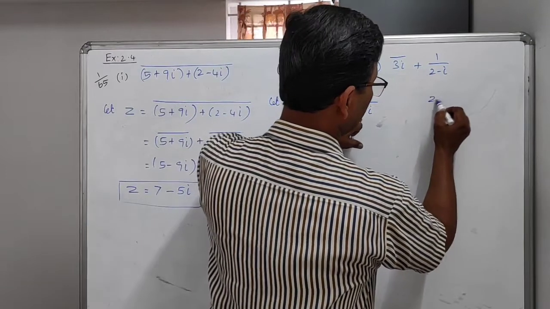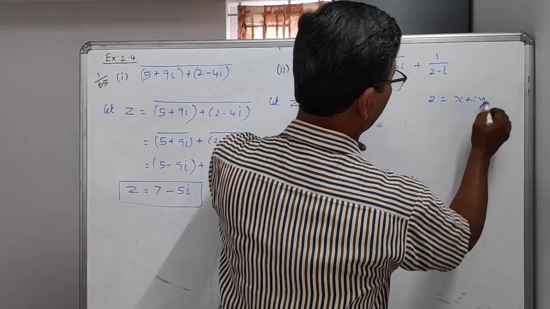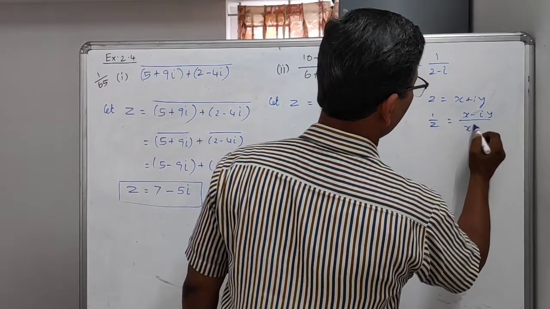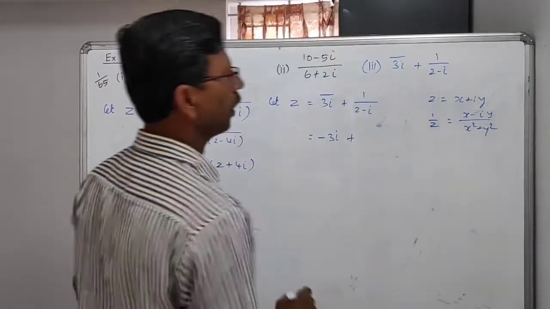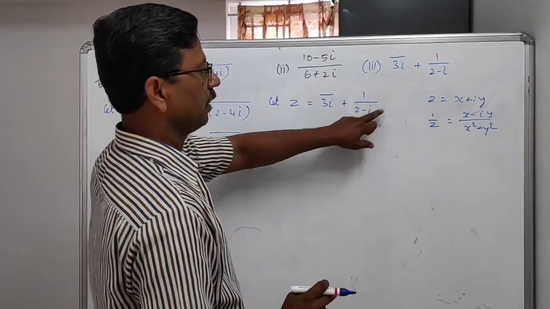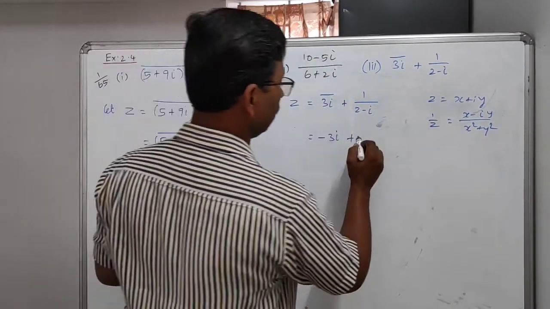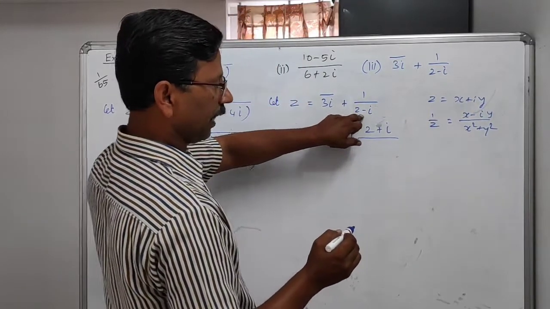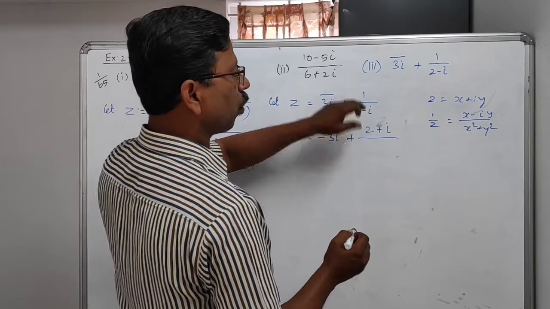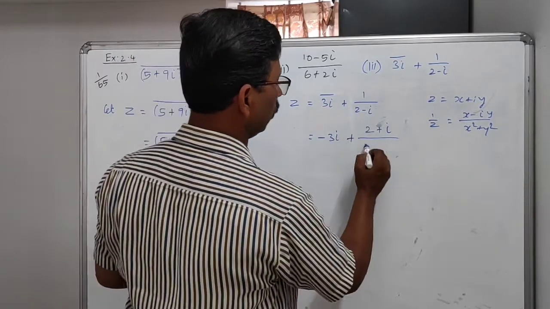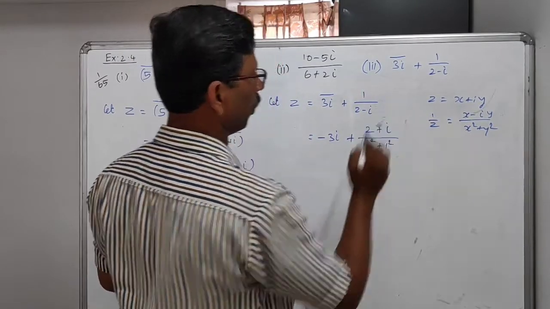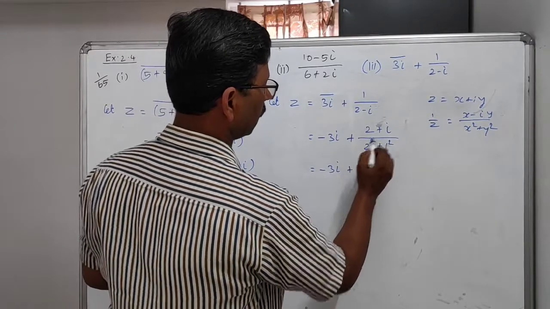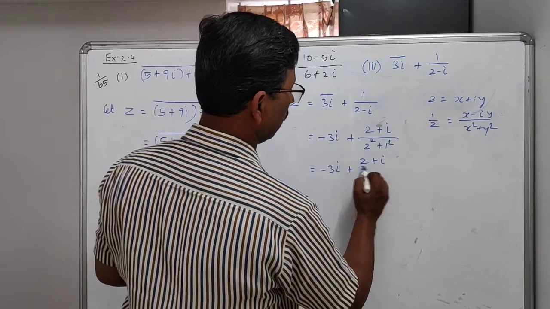We know very well z is equal to x plus iy means 1 by z is equal to (x minus iy) by x square plus y square. Now how do you find this one? 2 plus i: take its conjugate, and square the real part and the imaginary part. It is 2 square plus 1 square. Now which is equal to minus 3i plus (2 plus i) by 5.